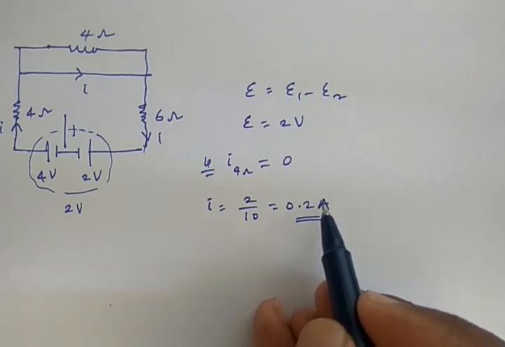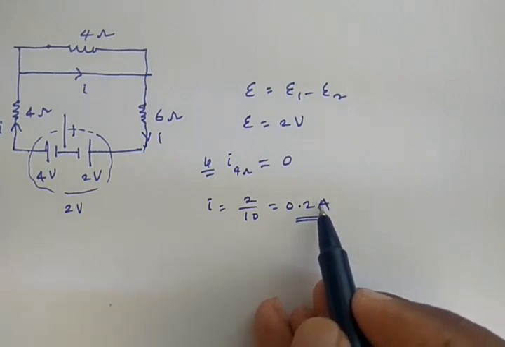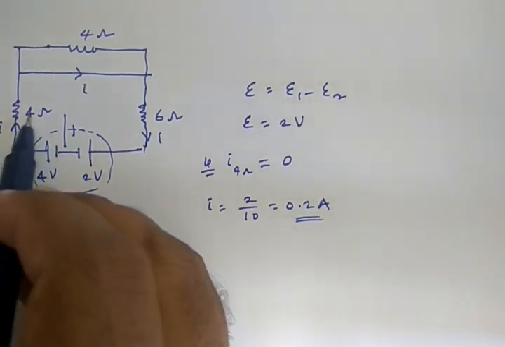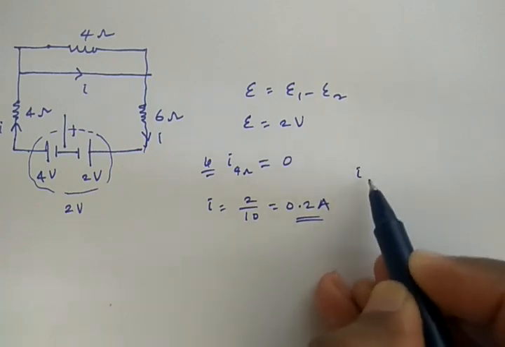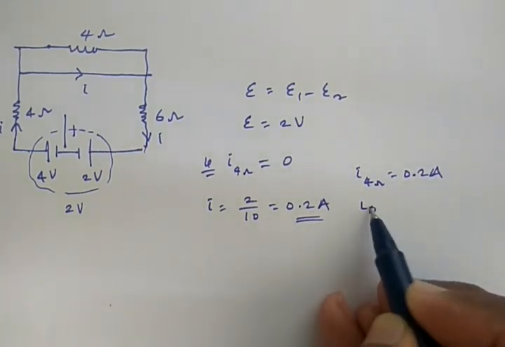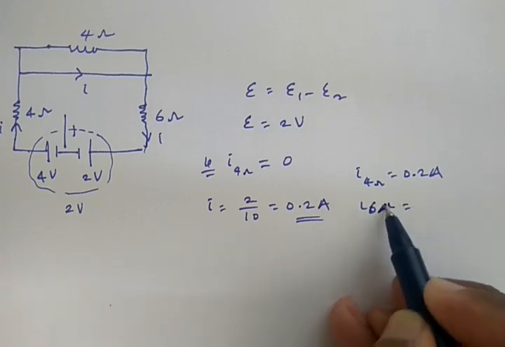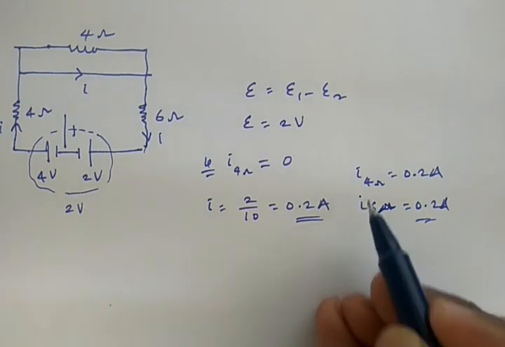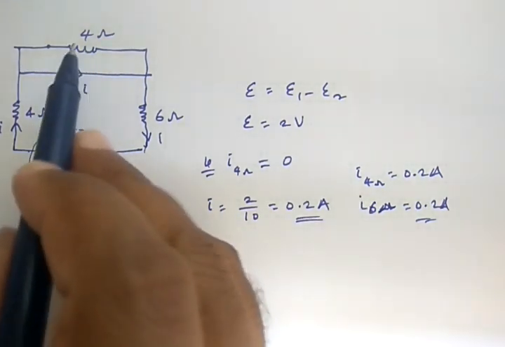So it means the current will be 0.2 ampere through this resistor and through that resistor. So I of 4 ohm equals 0.2 ampere. Similarly, I of 6 ohm is also 0.2 ampere. So no current will go through this resistor.